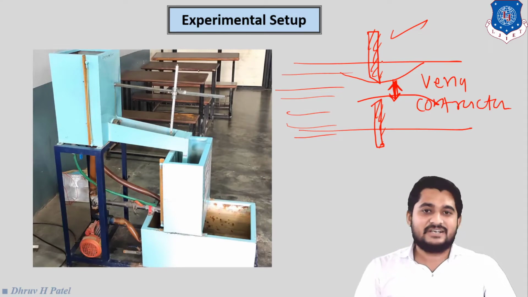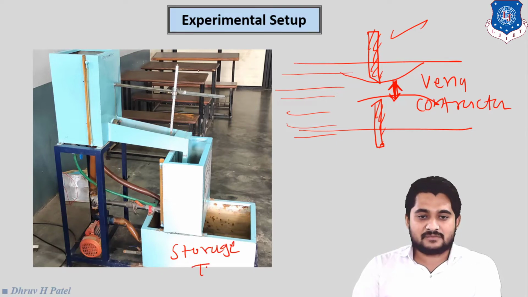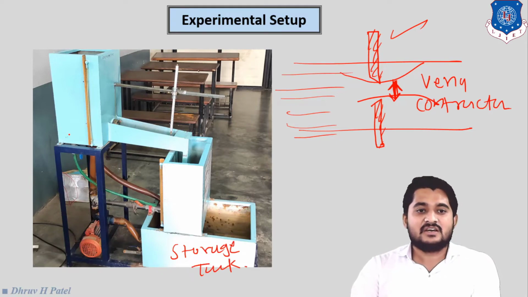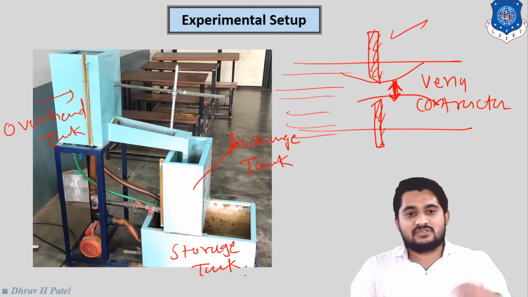Here we have three tanks. The first tank is known as the storage tank. This is our overhead tank, and as usual this is our discharge tank, right? So we have three tanks in this setup.